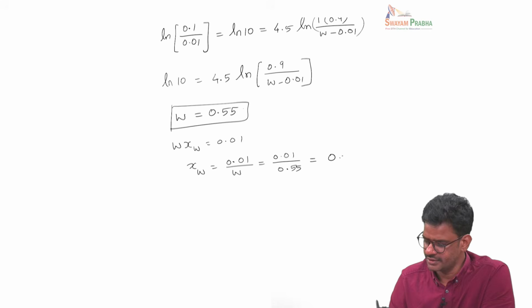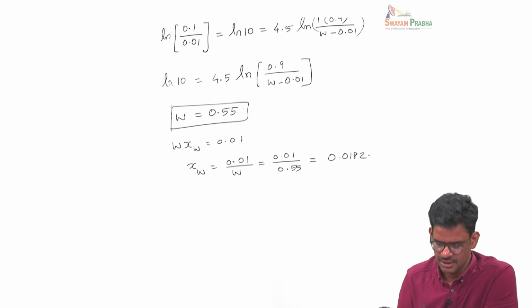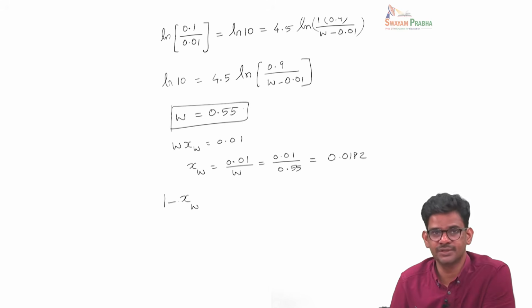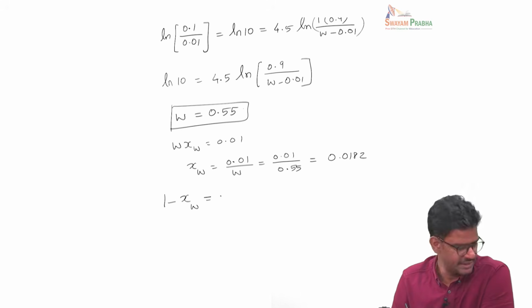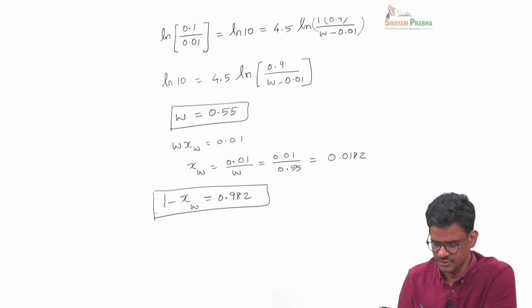And we get 0.0182, and what we need is the composition of component B in the residue, that is 1 minus XW. So, that is 0.982. So, this is the answer.